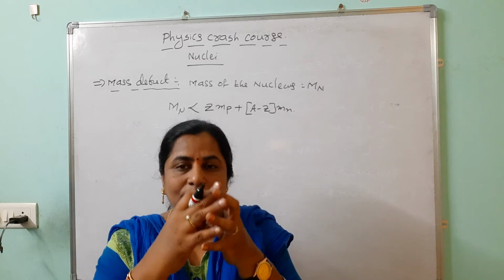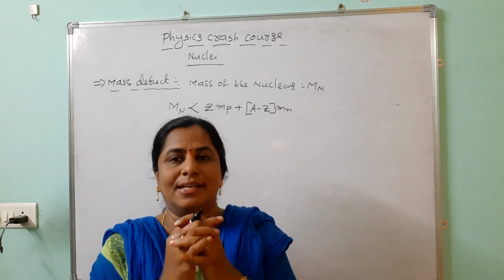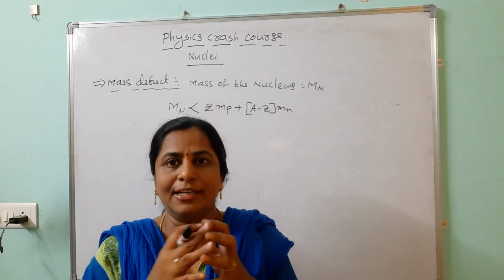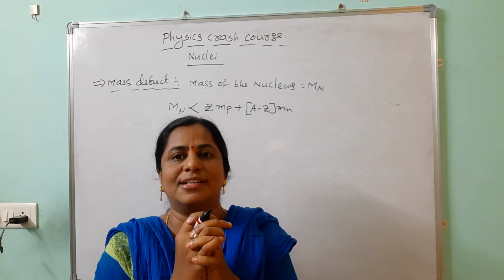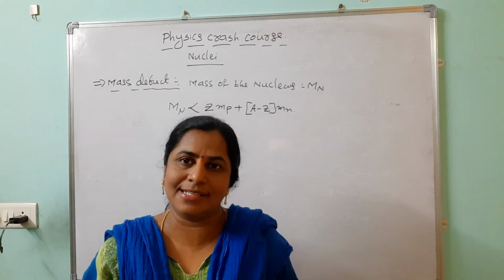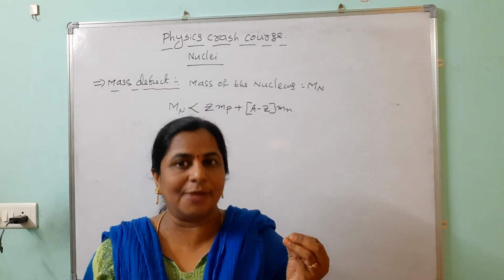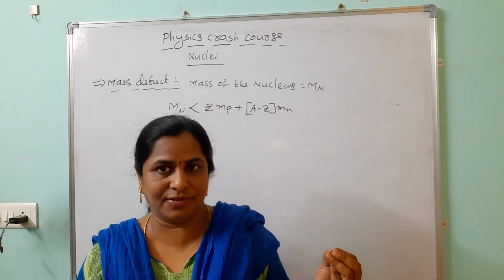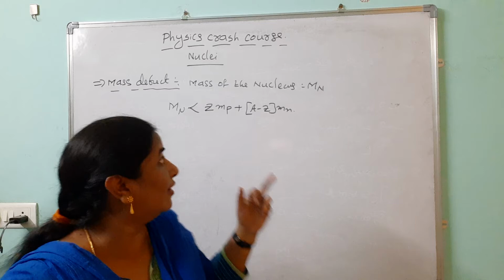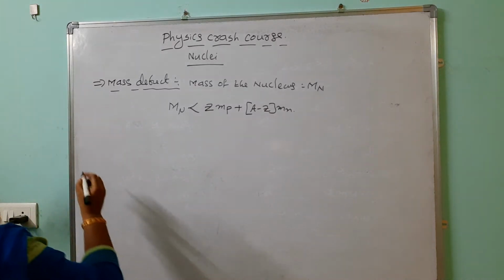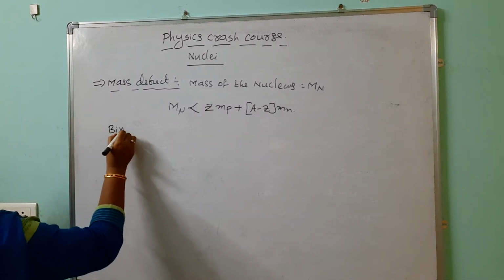When the constituent elements form the nucleus, some mass is converted into energy to hold the nucleons together. That's why mass is converting into energy. We can observe a little bit of mass defect in this case. So that belongs to the mass defect. Then we focus on binding energy.